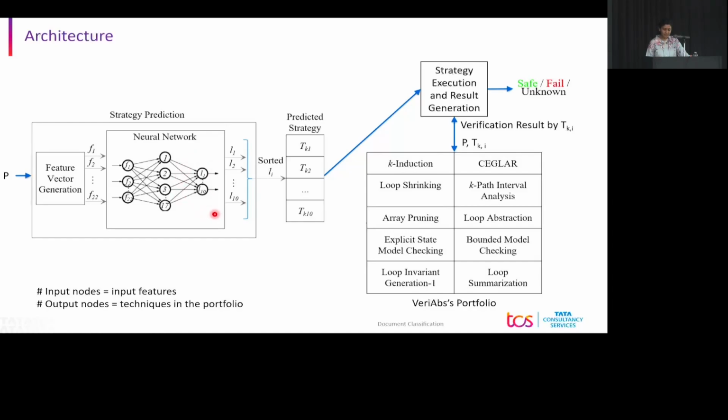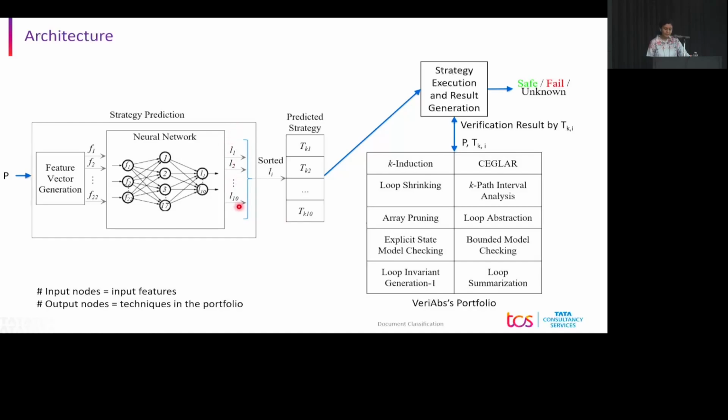We use multi-class classification because we want to classify whether a technique can do it or not. What is the likelihood that a technique can verify the input program? We use the softmax activation function, which generates a score, a likelihood that this particular technique can verify a program or not. L1 corresponds to technique 1, L2 corresponds to technique 2, and so on. Assume there are 10 techniques, or 11.